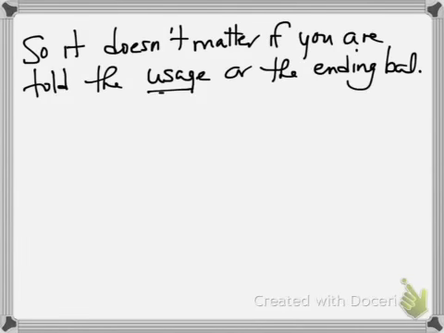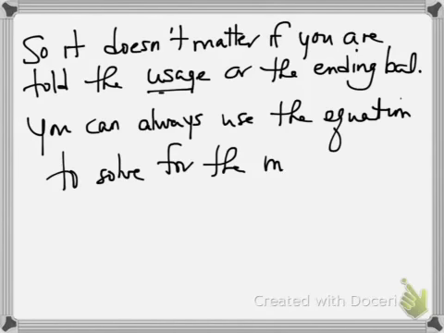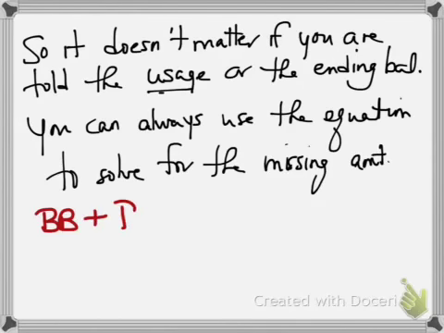So what? So it really doesn't matter how the information is given to you. Either you're told the consumption, right? The roommate comes clean right up front and says, "Yo, dude, I drank 4 bottles." Or you open up the fridge and instead of seeing 9, you only see 5 bottles in there. It doesn't matter if you're told the usage, which is the expense, or if you're told the ending balance. You can always use the inventory equation to solve for the missing amount.